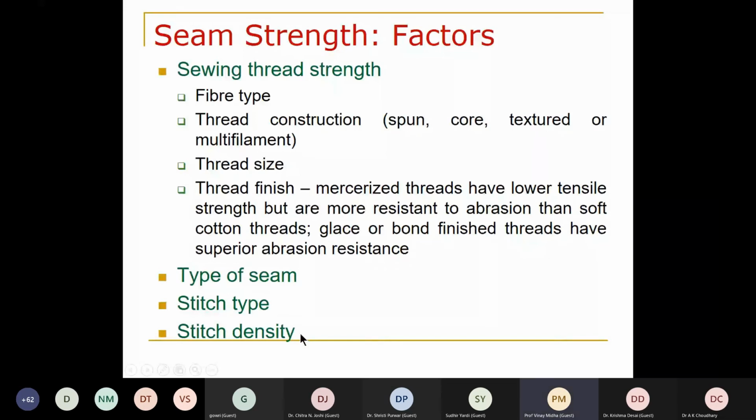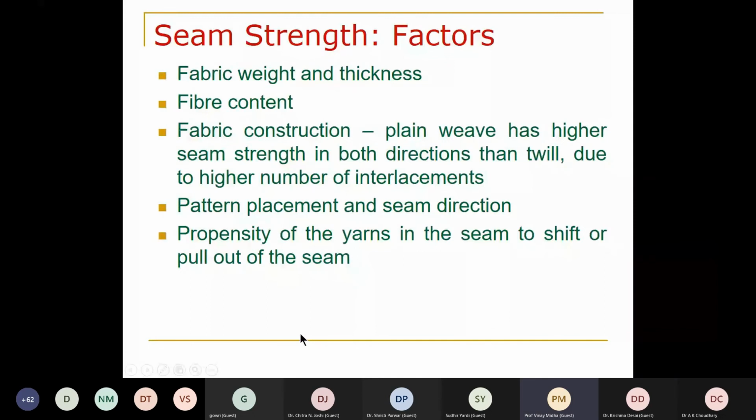Then fabric weight and thickness, fiber content, and the fabric construction are also affecting the seam strength. The plain weave will have higher seam strength in both the directions than the twill due to the higher number of interlacements per unit length. Then the pattern placement and the seam direction, the propensity of the yarns in the seam to shift or pull out of the seam. So these factors will have influence on the seam strength.